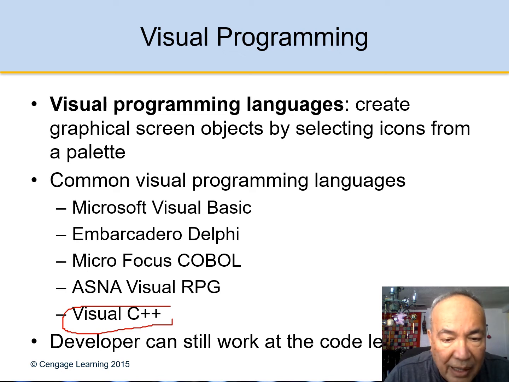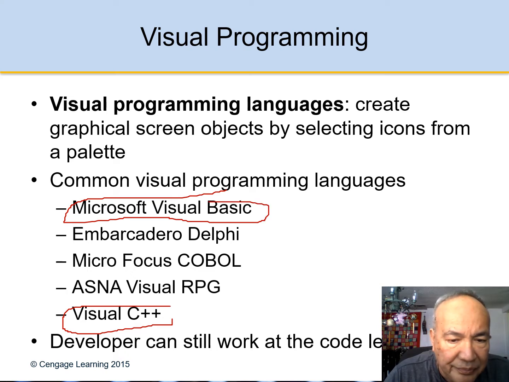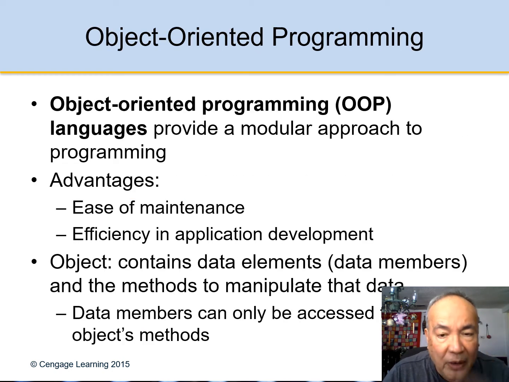Okay, of course, Microsoft, this was the first one that I learned, but Microsoft keeps on changing it, and I'm having problems with it. Okay, so the developer can still work at the code level. Okay, and then object-oriented programming. Okay, this is easier, let's make it easier again. So these are object-oriented programming, provide modular approach to programming.